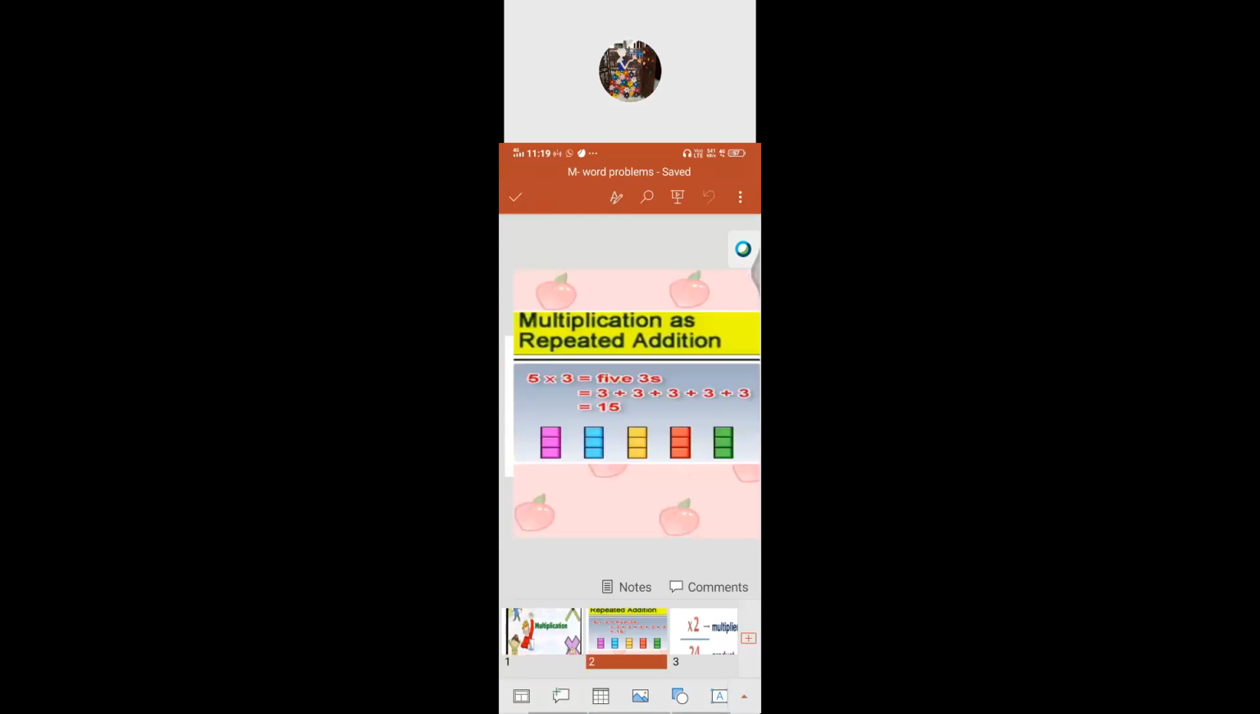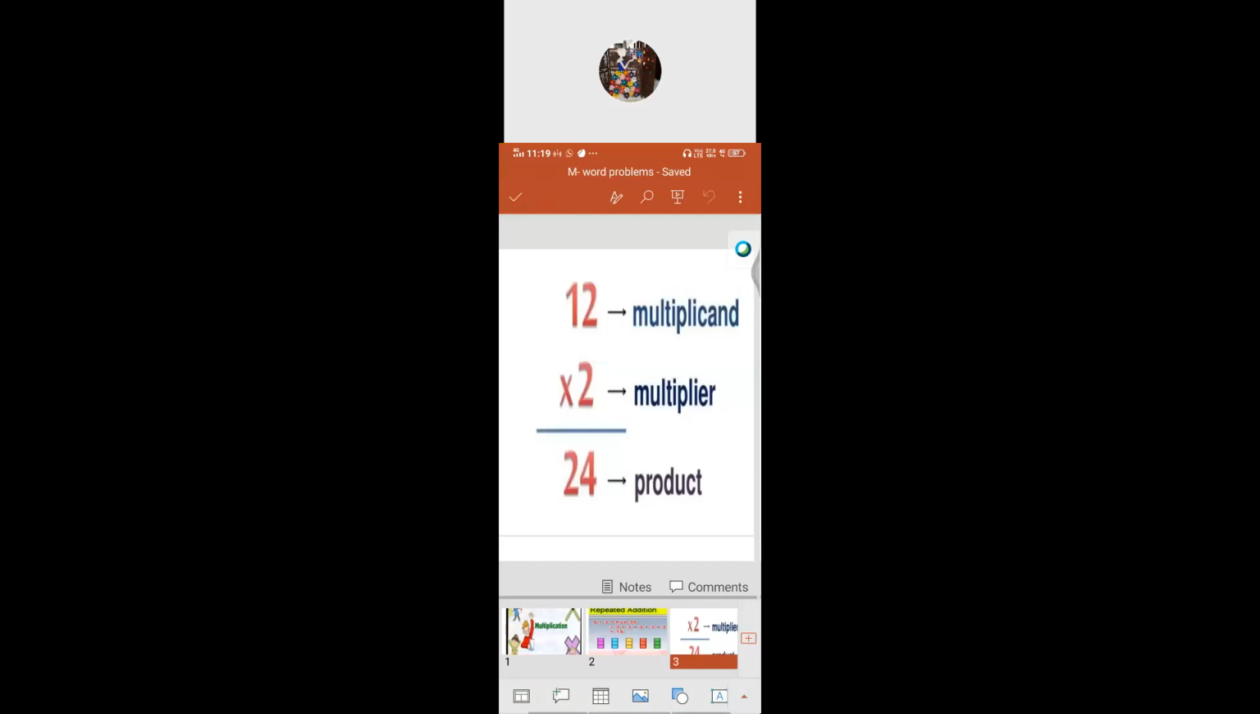Multiplication as repeated addition, isn't it? Multiplication as repeated addition. That is a short form of addition. Then what are the terms we used in multiplication? Multiplicand, multiplier, then product, isn't it? Multiplicand, multiplier, then product.